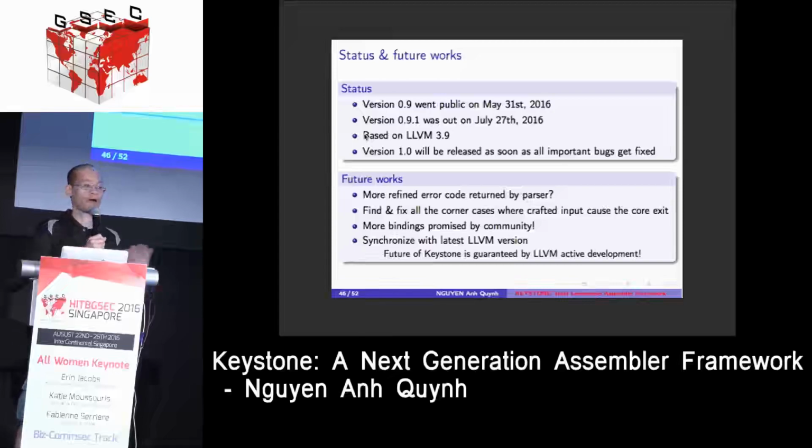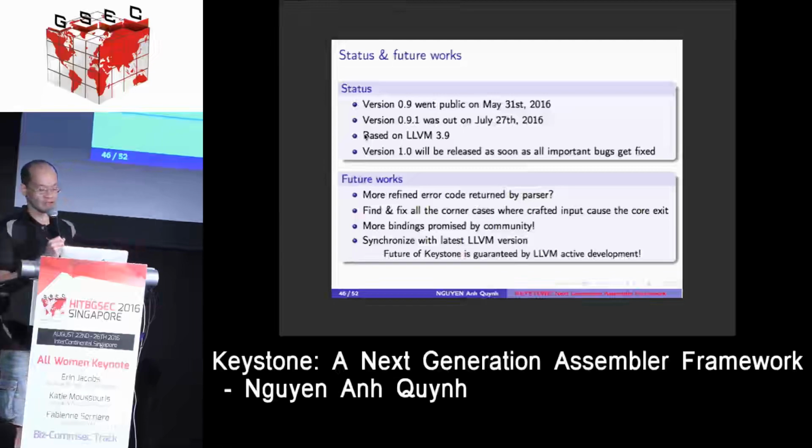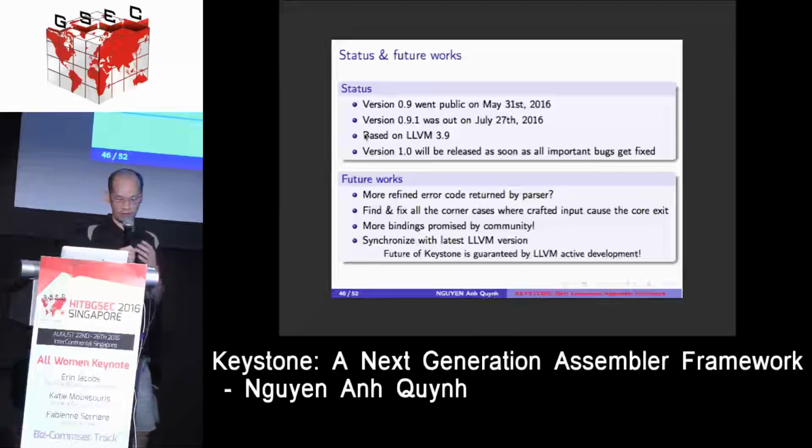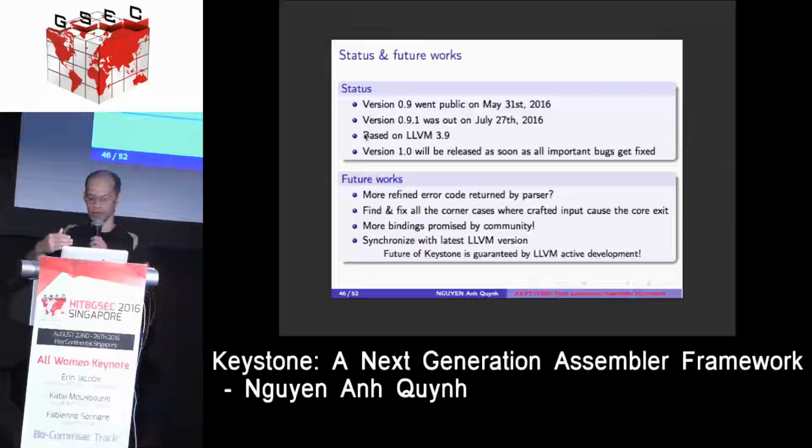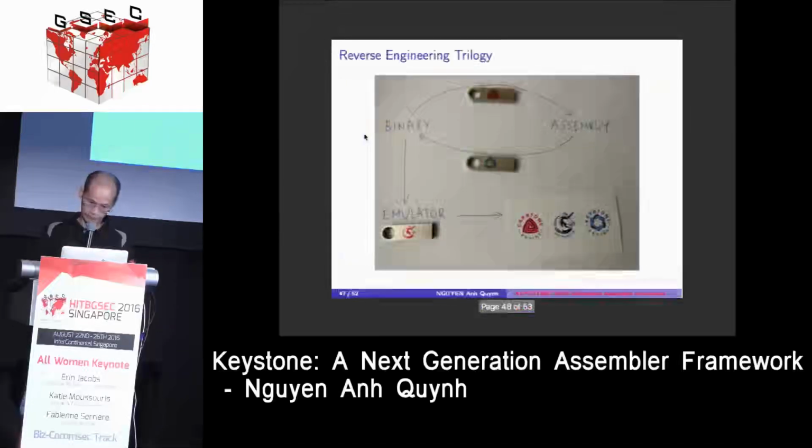We also want more bindings from the community, and we need to synchronize with the latest LLVM version, because LLVM releases a new version every 6 months. So we need to catch up, so Keystone can support new features introduced by LLVM. But anyway, the future of Keystone is guaranteed because LLVM actively maintains those assemblers, so you can easily catch up with them. I think I can handle that, or the community can help. So Keystone will be around.